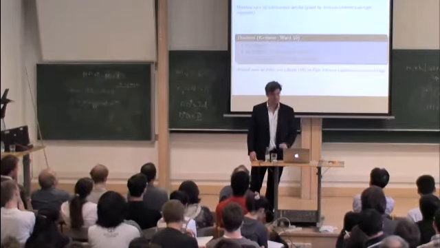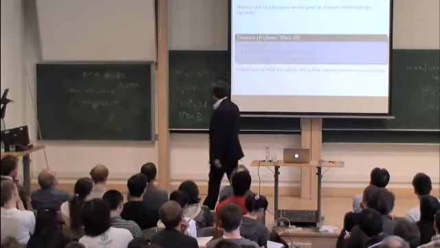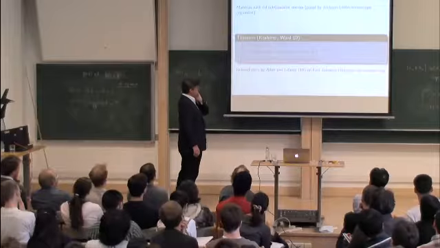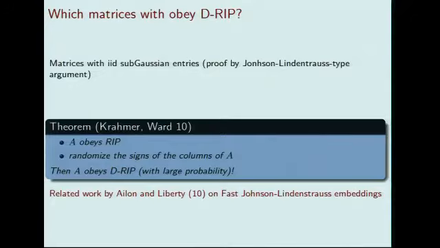What I want to mention is this result that I really like, which is due to Rachel Ward and Felix Krahmer, which is a very recent result as well. And I really like the result because of its simplicity and its power to some extent. It says that if A obeys RIP, so suppose I have a matrix that obeys the standard restricted isometry property that we have seen, and suppose now that I'm going to randomize the signs of the columns. So I'm going to multiply each column by a random sign.